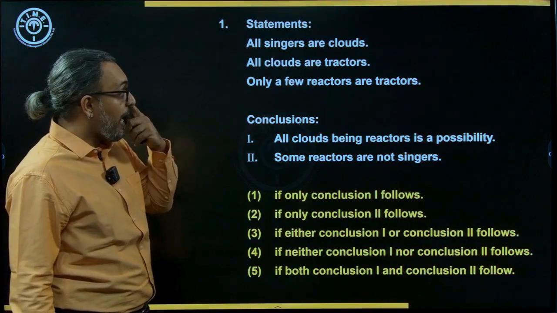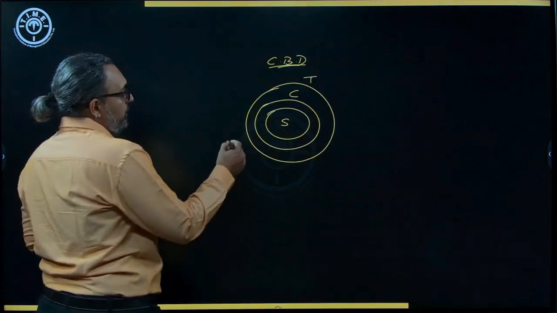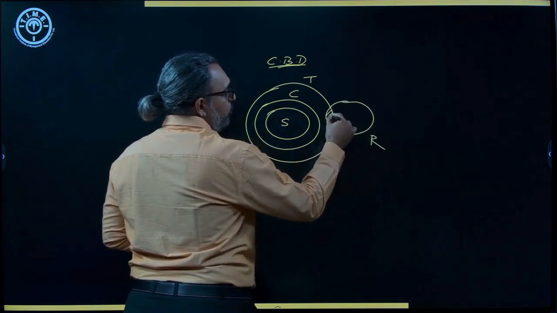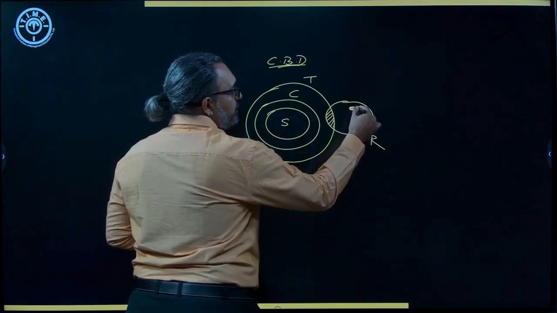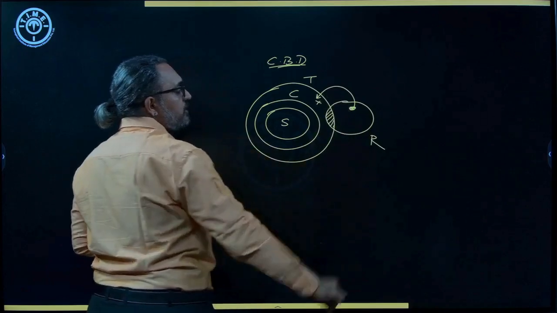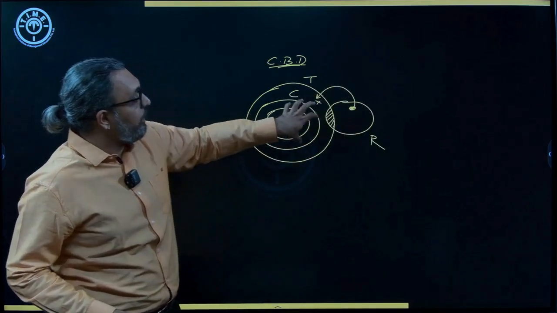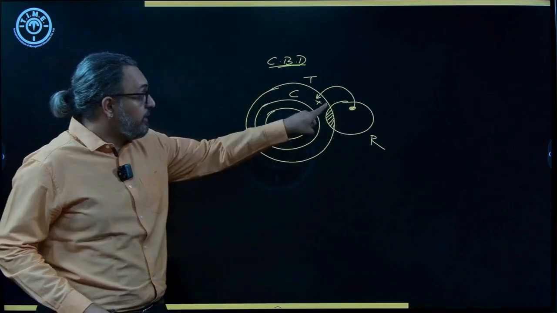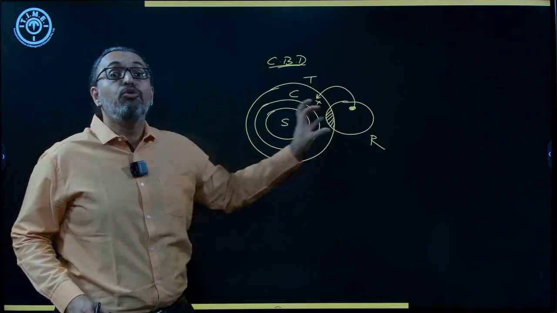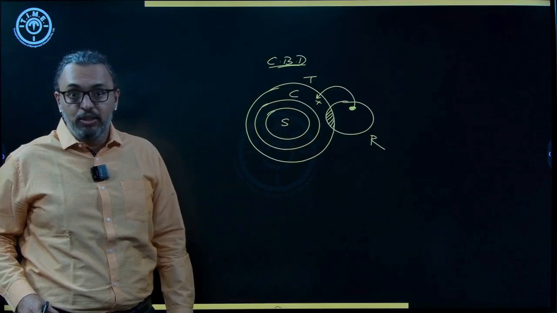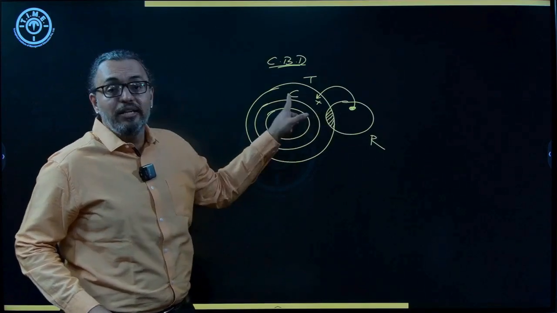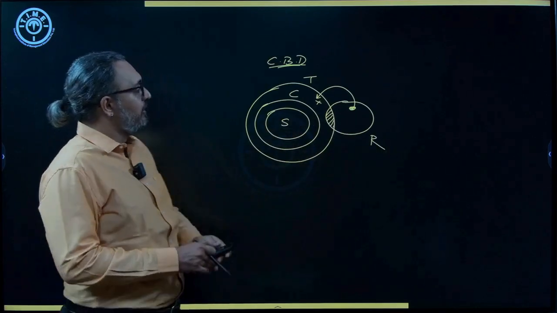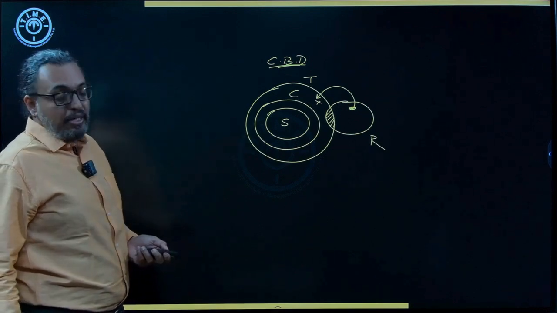Then only a few reactors are tractors. Only a few reactors are tractors, like this. So these are only a few. That means there should be some reactors that should not be inside tractors. It means the complete reactor cannot move inside a tractor, but the complete tractor can move inside the reactor. This indication will help you understand the movement of the circles. Understanding the point? Without this indication, it is some. With this indication, it is only some. Correct? Now, this is the combined diagram we have for the statements.